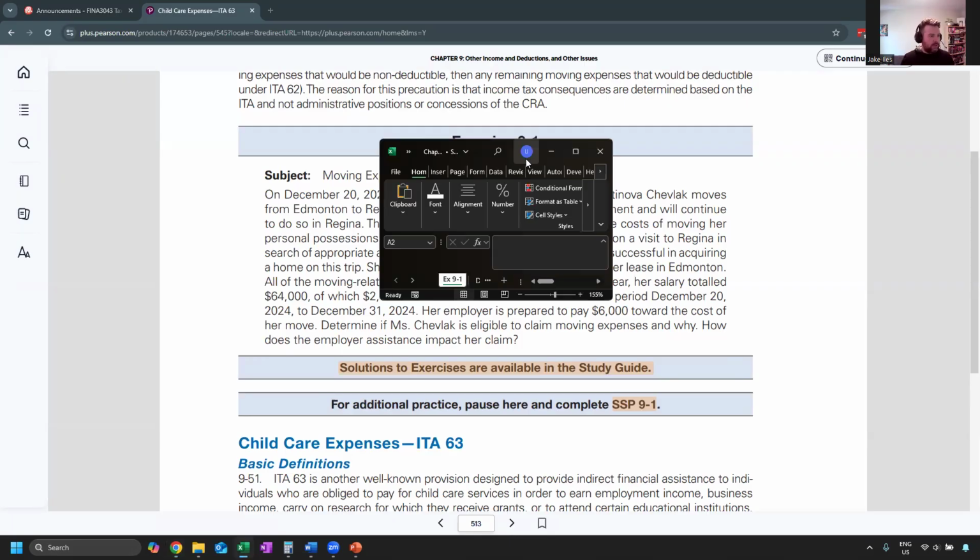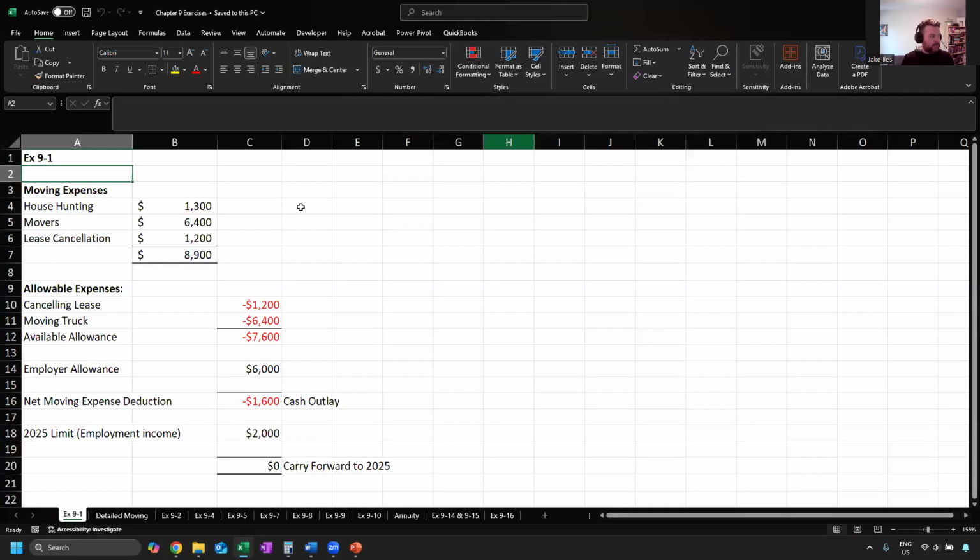So to talk through the solution here, we're told there's three moving expenses: house hunting, paying for the movers, and a lease cancellation fee. So all in, Ms. Shevlak paid $8,900. We want to look at which expenses are allowed. Now, lease cancellation costs were on our list, so we will cancel the lease, $1,200, and we hired movers or a moving truck, and that was $6,400.